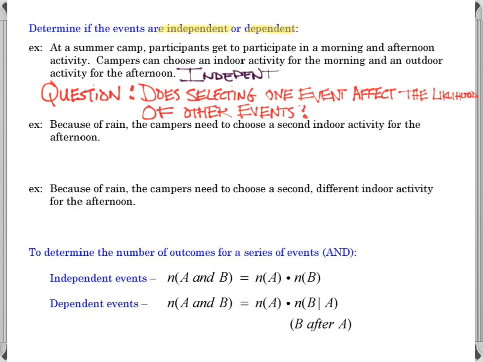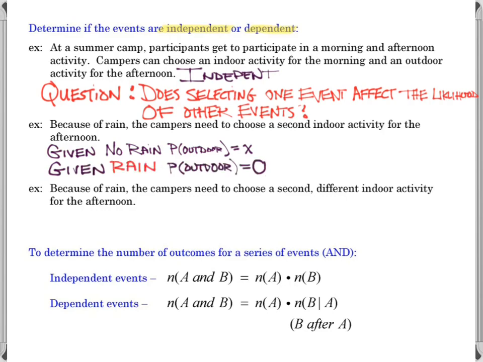If the indoor activity and the outdoor activity don't overlap. Now on the second one, they need to choose a second indoor activity for the afternoon, which means they can't choose the same thing that they had before. So given no rain, the probability of outdoor is X, right? And then given rain, the probability of something outdoor is now zero, which means you have no chance of doing anything outdoor. So rain and outdoor are dependent variables. Having rain changes the likelihood of an outdoor thing being selected.